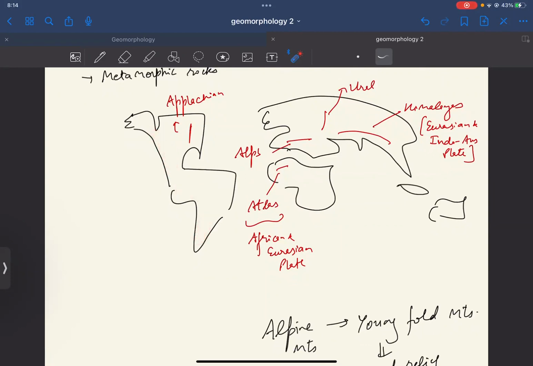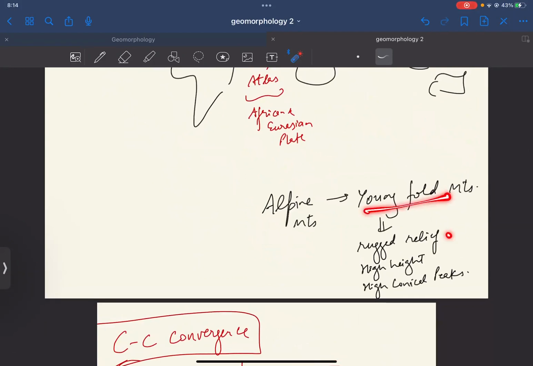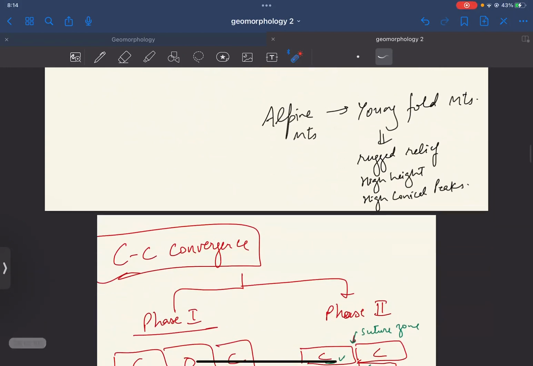Just remember. All right. So what is the feature of young fold mountains? They have rugged relief, they have high height, and they have high conical peaks. So these are the basic features of these mountains.